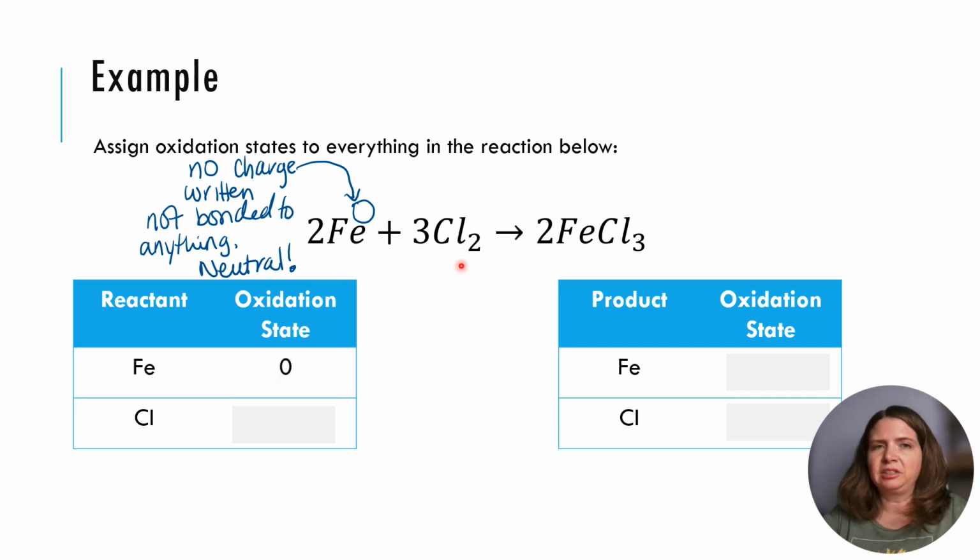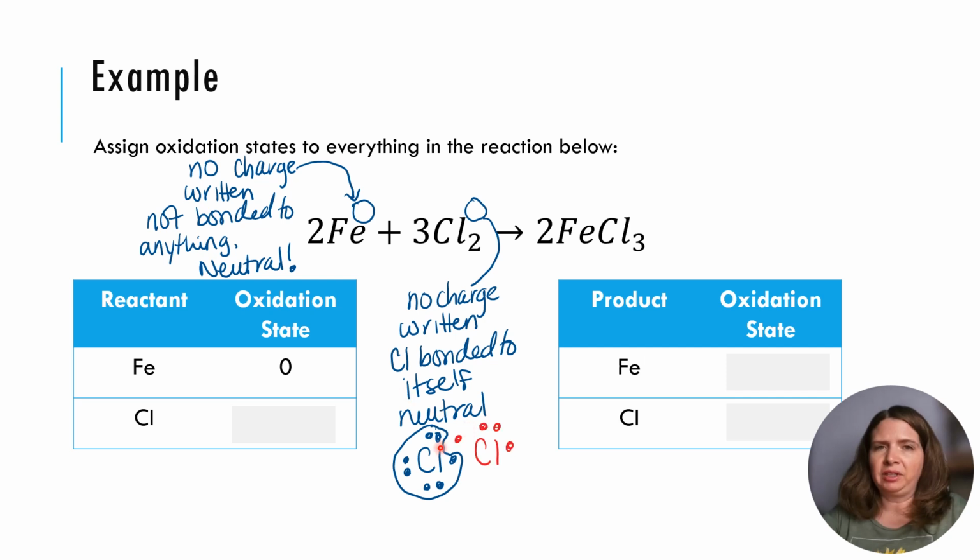Chlorine, a diatomic element, Cl2, consists of 2 chlorine atoms bonded together. Since it's a nonpolar covalent bond, the electrons are shared equally. Each chlorine atom has 7 valence electrons, just like a neutral chlorine atom. So its oxidation state in Cl2 is also 0. Pure elements, whether monatomic or diatomic, always have an oxidation state of 0.